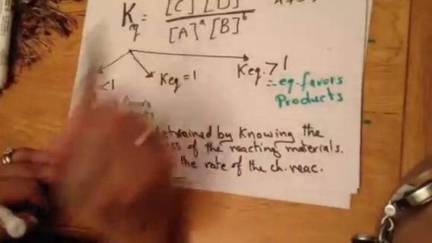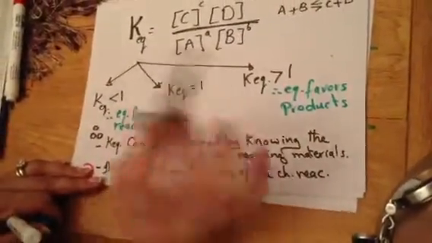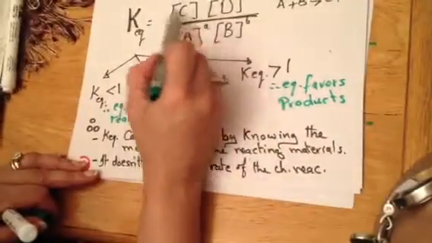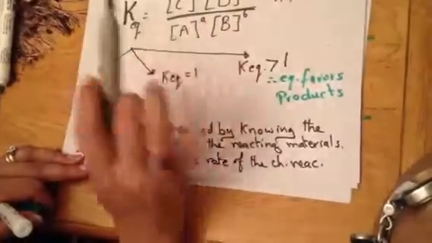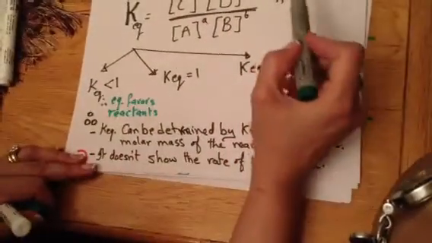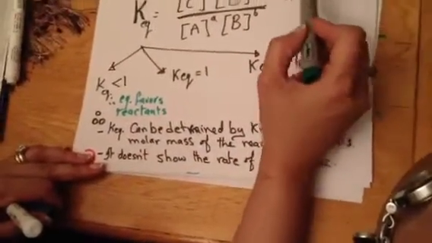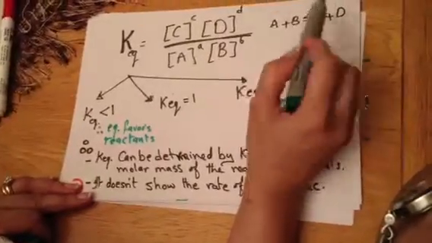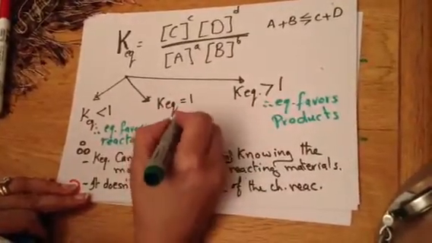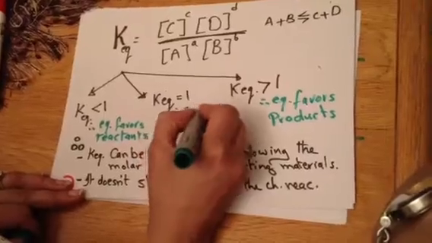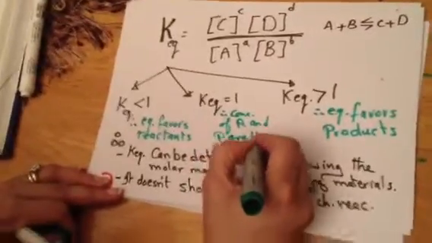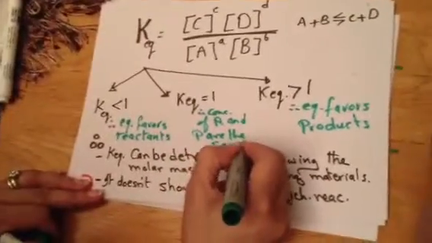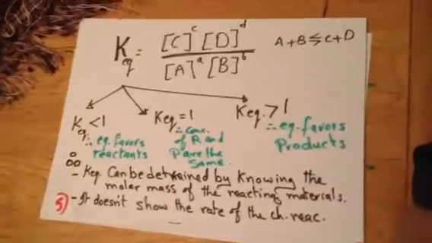Okay, if it equals 1, this means that, approximately, the concentration of products equals the concentration of reactants, such that the ratio is approximately 1. When equilibrium is achieved, it is achieved at equal concentrations of reactants and products. This means the concentrations of reactant and product are the same. Okay, this is very important.